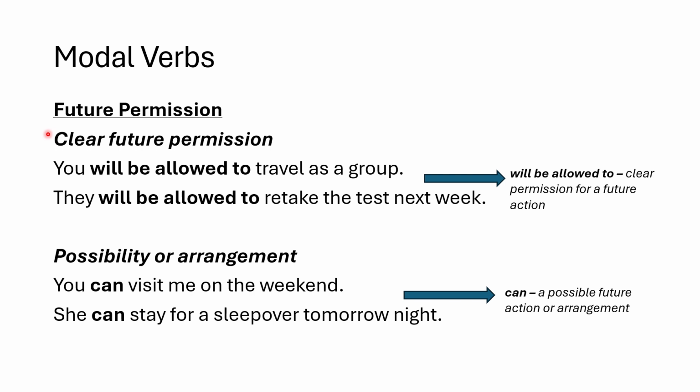Future permission. Clear future permission. You will be allowed to travel as a group. They will be allowed to retake the test next week. Will be allowed to shows clear permission for a future action. Possibility or arrangement. You can visit me on the weekend. She can stay for a sleepover tomorrow night. Can shows a possible future action or arrangement. For clear future permission, use will be allowed to.